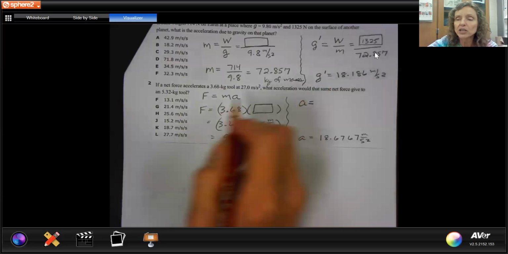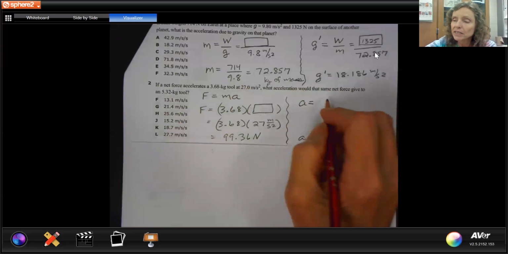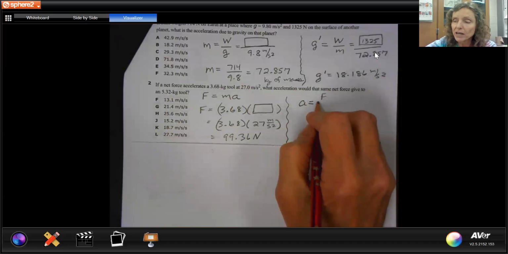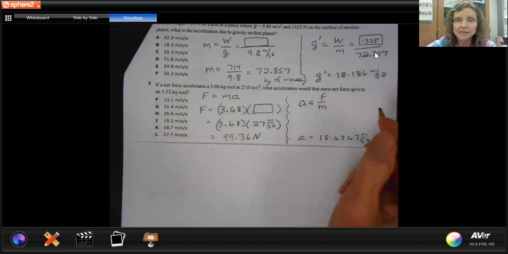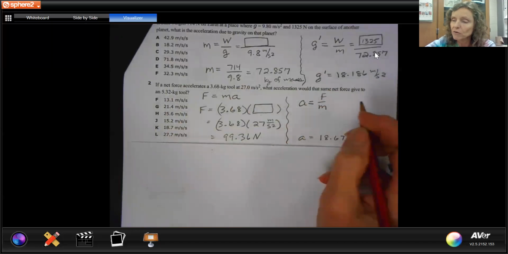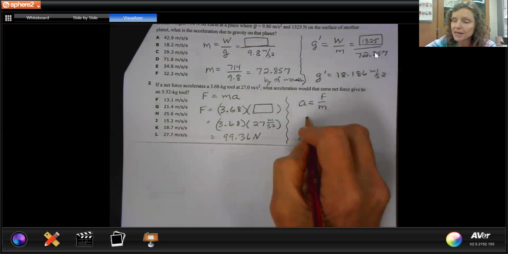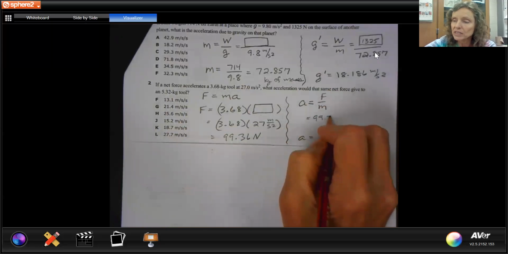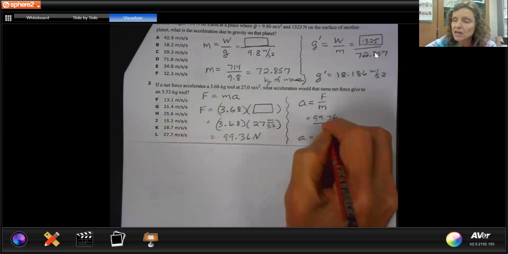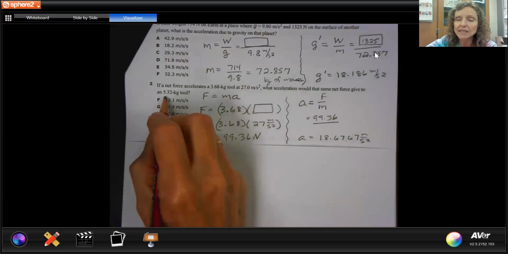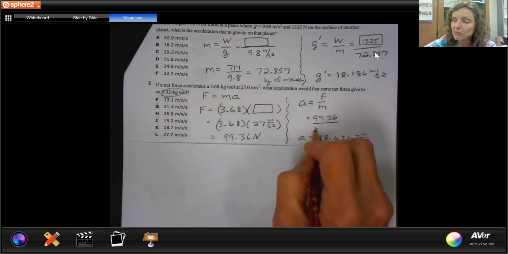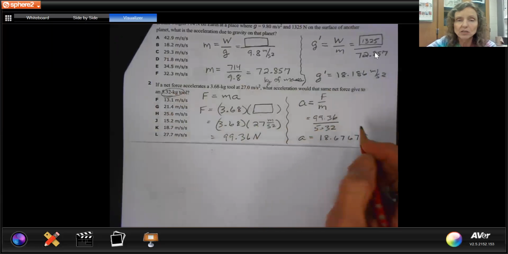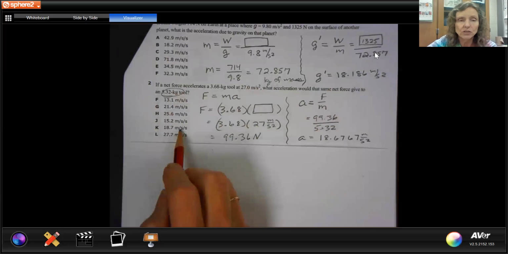So to find the acceleration of a different object, acceleration is going to be force divided by mass, right? The net force divided by the total mass. Well, I only have one here, so it's pretty straightforward. So this is where I put in my 99.36, because that's what this version gave, and I divide by the new mass of the new tool. So that's 5.32 kilograms on this particular version, and so I get 18.7-ish meters per second squared, and you choose that from the list.